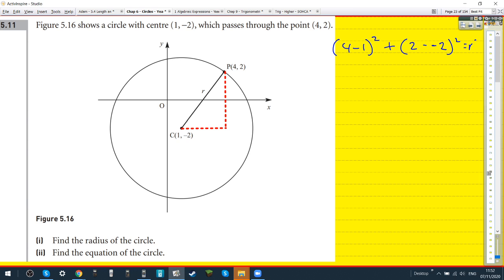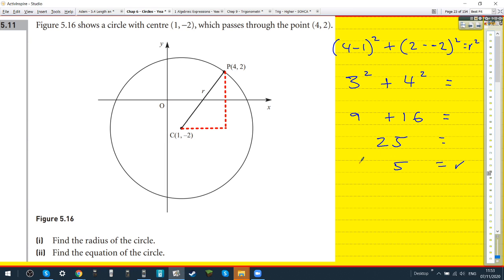So in the brackets it'd just be 3 squared plus 4 squared. So that'd be 9 plus 16, which is 25. And then you square root that, which gives you 5. So the radius is 5.